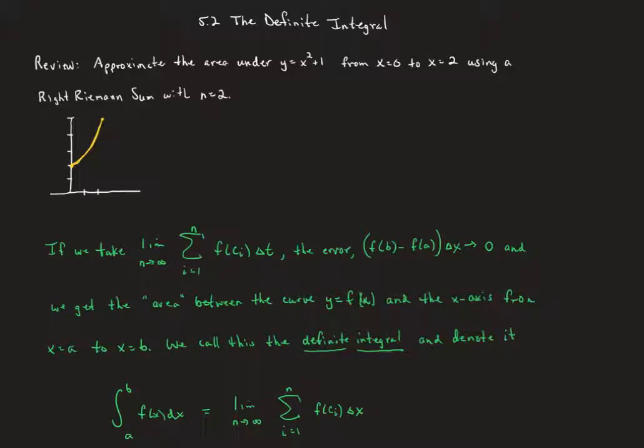We're going to continue our work here in 5.2 on the definite integral, trying to understand this a little bit better. Let's do a practice problem that hopefully is like what you did on your homework. We're going to approximate the area under the curve y equals x squared plus 1. We can see part of the parabola drawn here from x equals 0 to x equals 2. And we're going to use what we call a right Riemann sum.